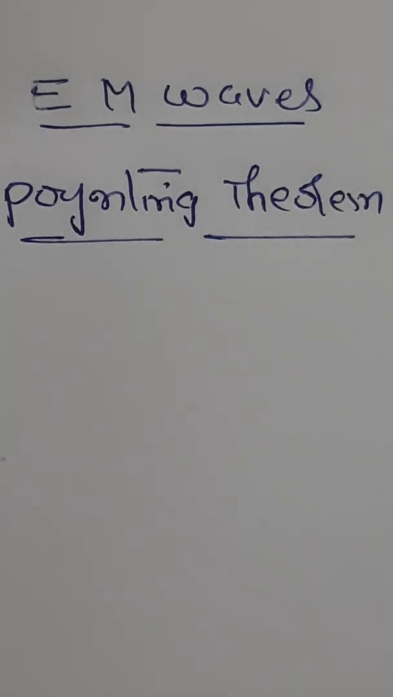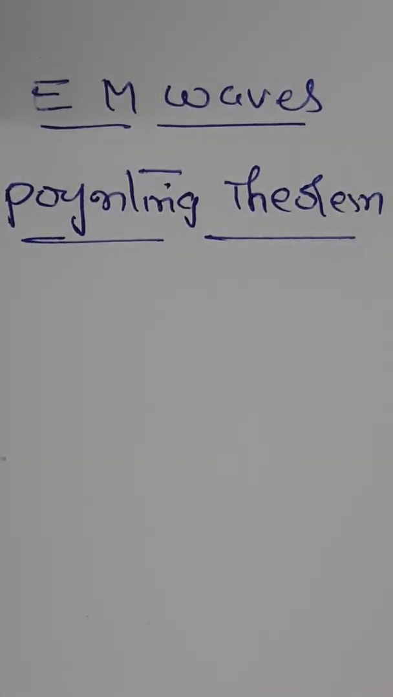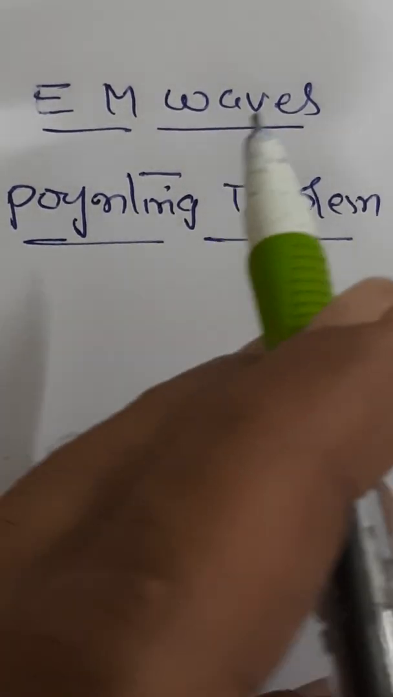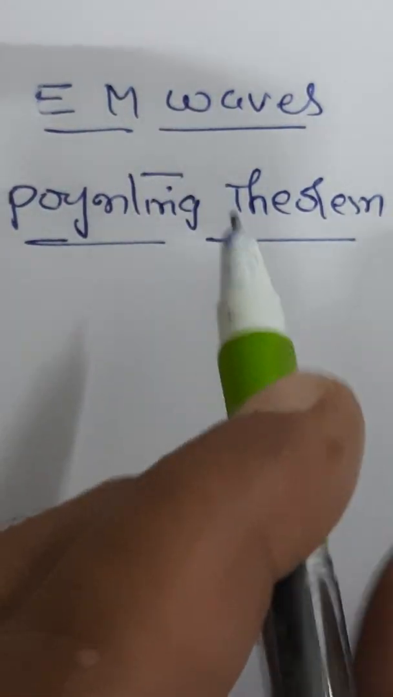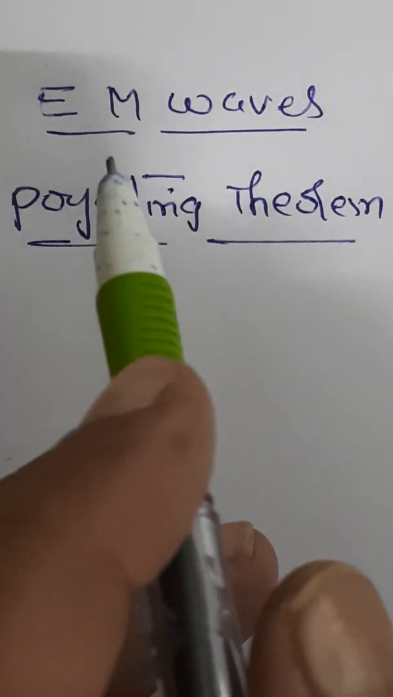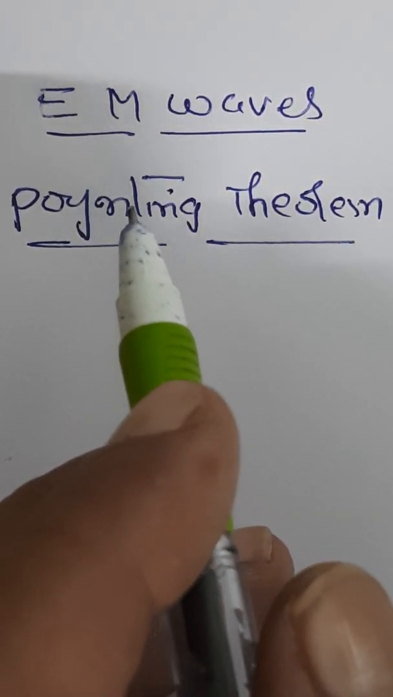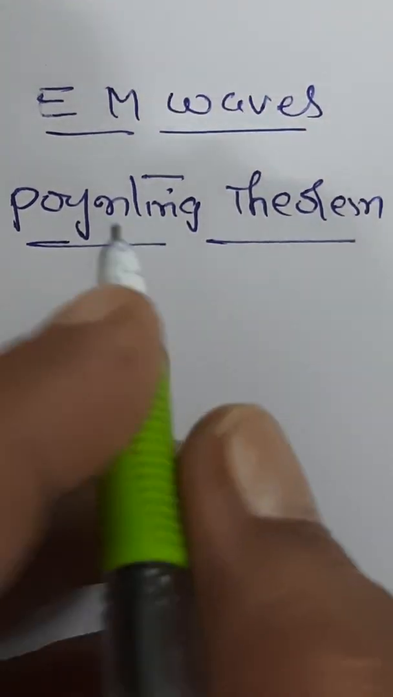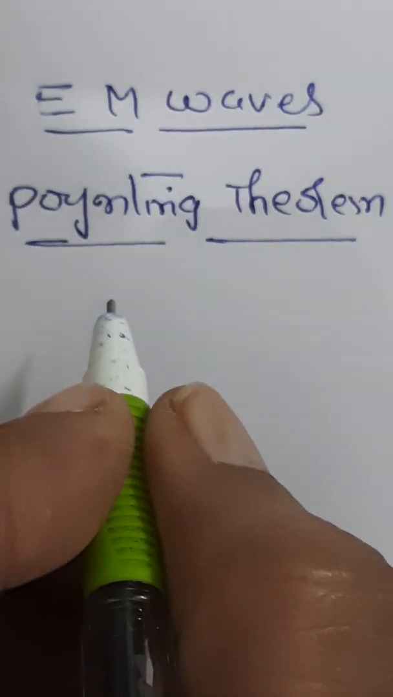Hi friends, we are discussing electromagnetic waves. In the previous session, we looked at Maxwell's equations with respect to electromagnetic waves. Now, in that series, we shall try to understand another important theoretical concept, something known as Poynting theorem. What this theorem basically talks about, we shall try to understand.